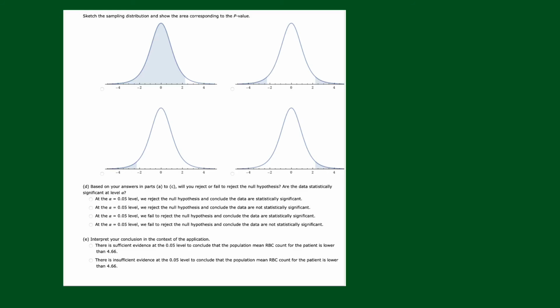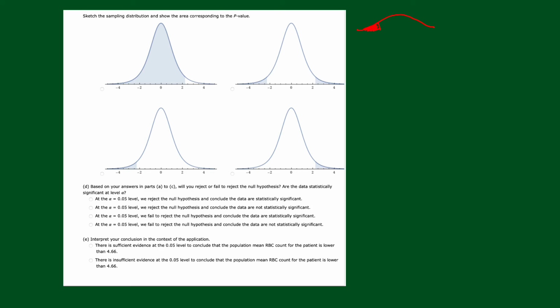Now here's the rest of the problem. It says sketch the sampling distribution. Okay, so we were doing what? We were doing a left tail test. I'll draw it here. Here's what I think we were doing. We had a left tail test at 0.05. So this one is not it. That's a left-tail test, but way too much area. This is a two-tail test. This is a left-tail test. Oh, actually, what is that t-value here?